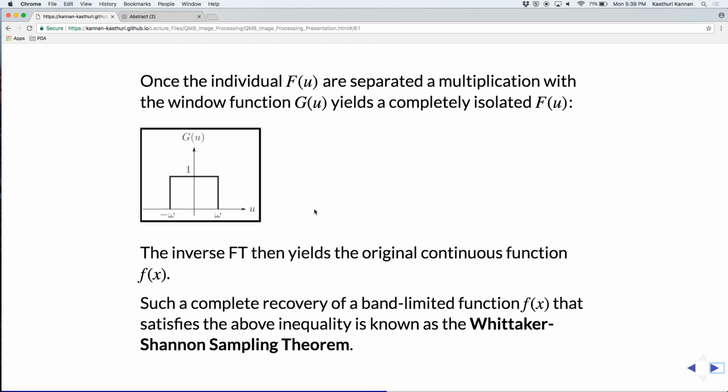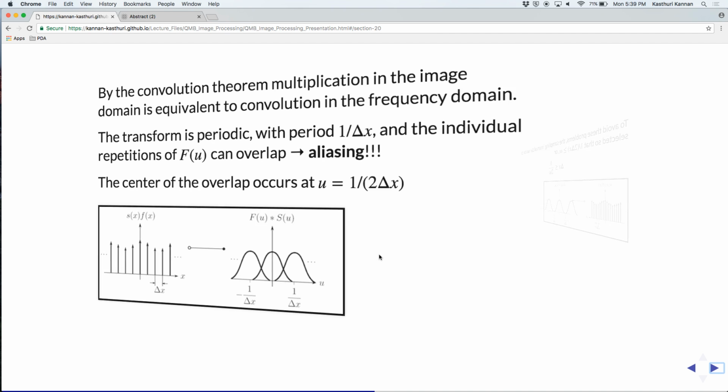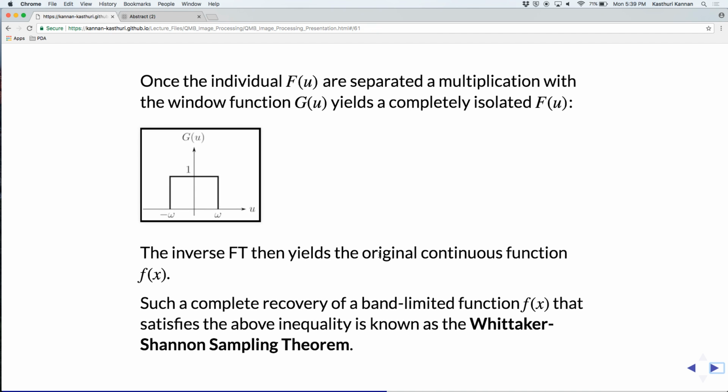And with that we can take a window function. Once you have sampled in the Fourier domain, we can take this interval and recover back the original function perfectly well. So this is the famous Whittaker-Shannon sampling theorem: how you should be sampling your data so you can recover back the signal.